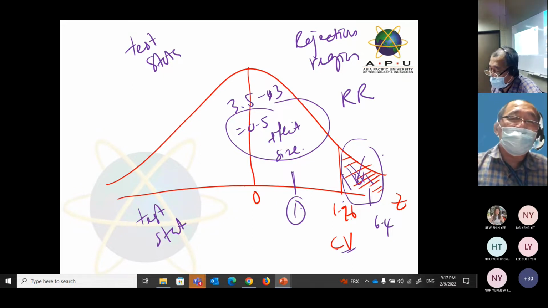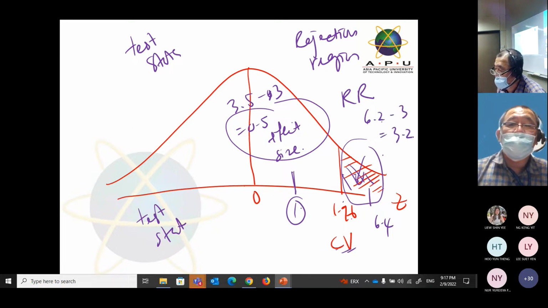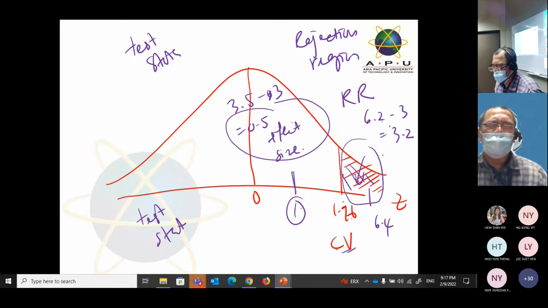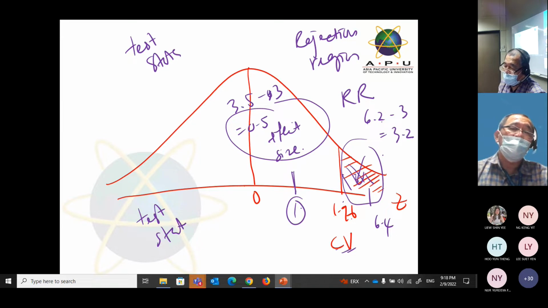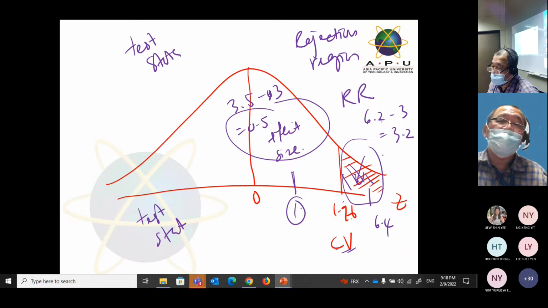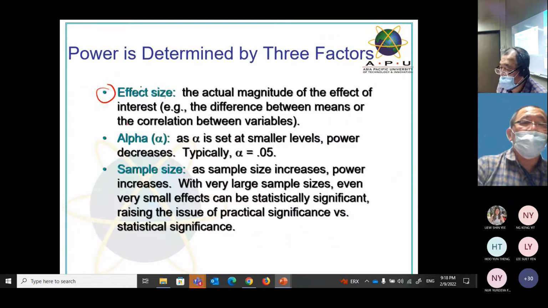But the effect size for case 2 is larger because you take 6.2 minus 3, we get 3.2. The effect size for case 2 is much larger compared to case 1. Therefore, we can reject the null hypothesis for case 2. Therefore, this is the conclusion. You can see.